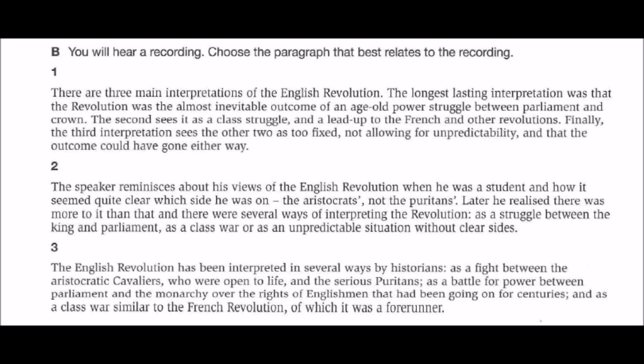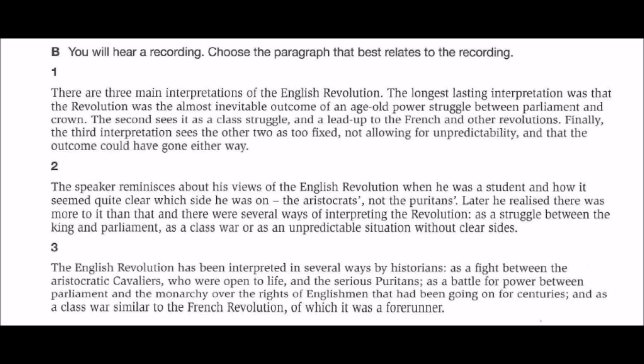In reaction to this, the second approach saw it as a working-class revolution and an important stage in the development of capitalism. In other words, they saw it as a class war and a forerunner of the French Revolution and those that came after.